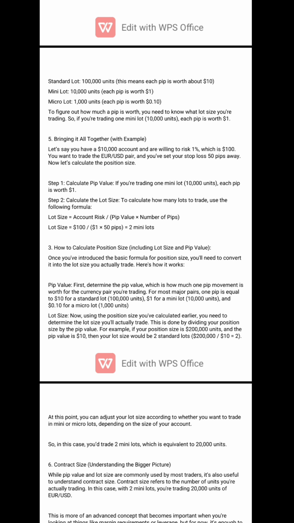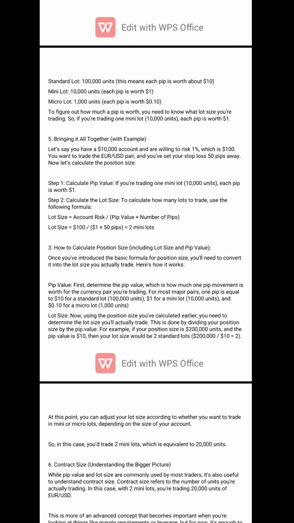In fact, there's an automated way to do this. You don't have to worry yourself doing this on paper. But it's best that you understand how it is done. Then you move to the automation. Then we go to the mini lot. The 10,000 units is worth $1. Then the micro lot, that's 1,000 units, worth $0.1.